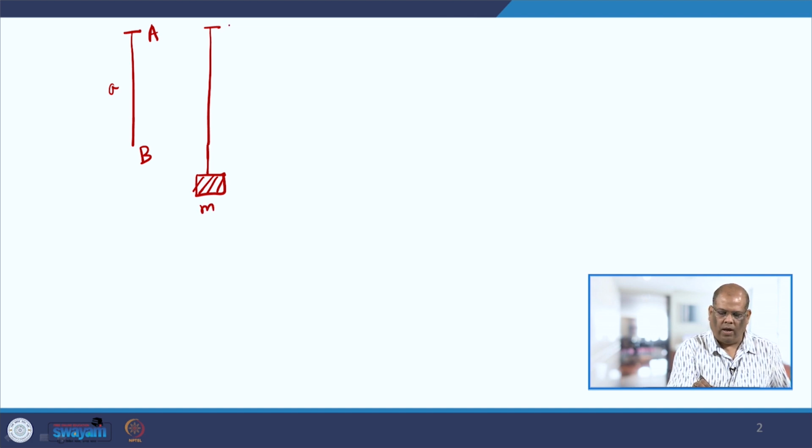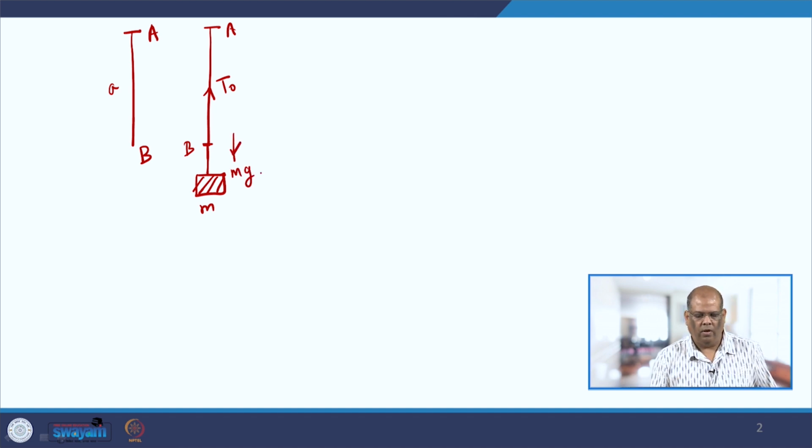This is the point A, this is the point B. And this system is in equilibrium. So, there will be a tension, say T0, and there will be a force due to gravity, mg. In the equilibrium position this tension must be equal to this mg.